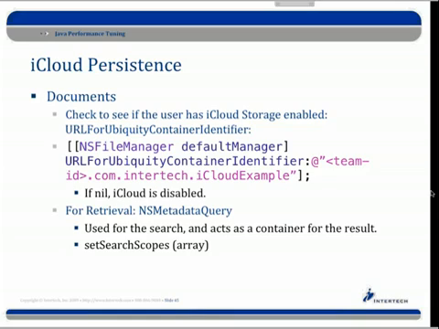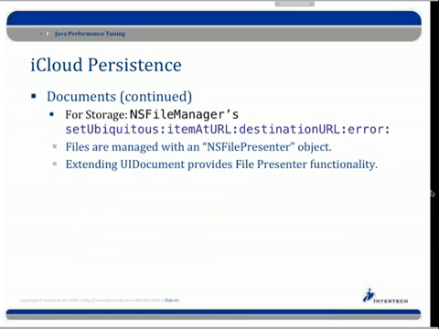If I want to retrieve documents, then I'm going to use something called an NSMetadataQuery. So you want to investigate that particular object for how you can perform a search, and if the search actually grabs something, then that object becomes the container for the result, which you can pull out. If I'm going to do any kind of storage, then I would use NSFileManager setUbiquitous:itemAtURL:destinationURL:error: method. So with files, at this point, you're going to need to learn about file presenters, for example, and file coordination. And so there are all of these different objects for how you manage your files.